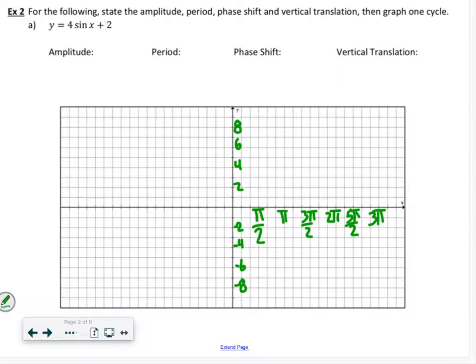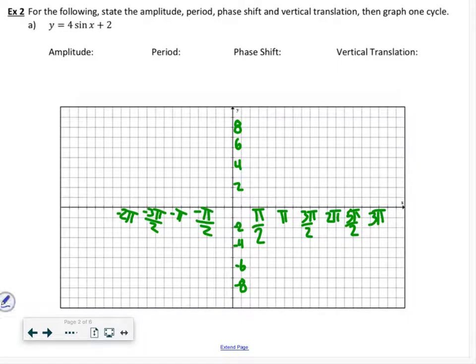And it's going to go the exact same thing on the other side. So we've got negative pi by 2, negative pi, negative 3 pi by 2, and negative 2 pi, and that's where I'm going to stop. Okay? We're graphing one cycle, so that's why I'm stopping there.